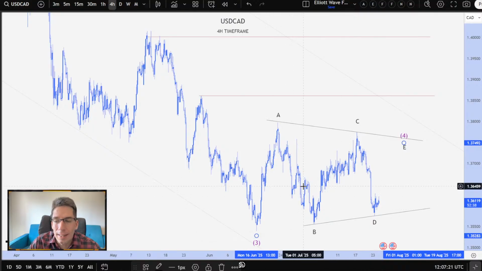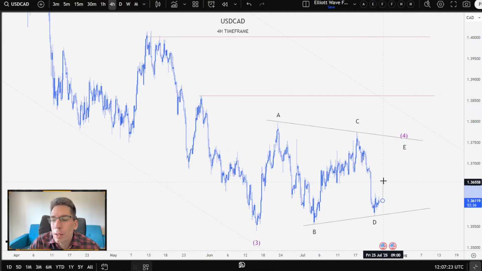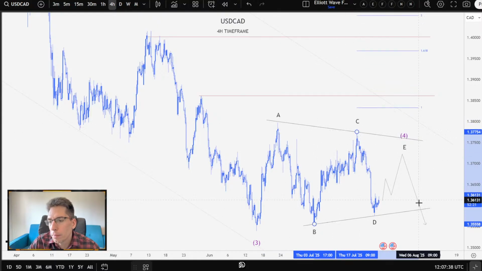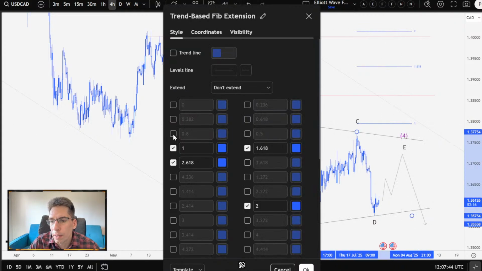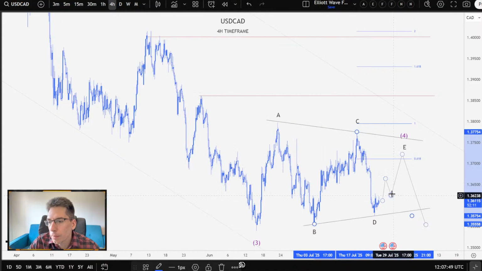If we are right, and this is a triangle, we can expect to see what? A pullback in a 3-wave move shape, followed by a break towards the new lows. In terms of potential targets, a 6.8 comes at 137.10, so definitely that's a good area to focus.